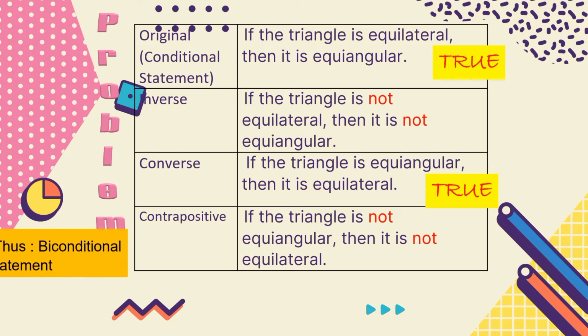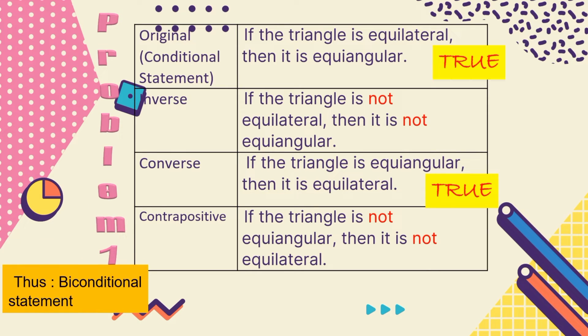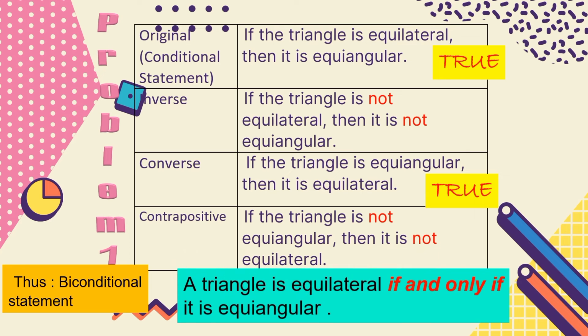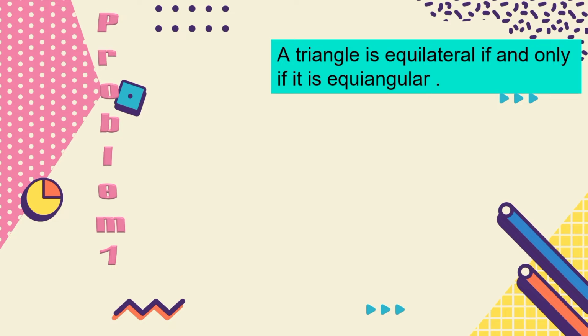Thus, we may have our biconditional statement. And our biconditional statement is: a triangle is equilateral if and only if it is equiangular. Notice the words if and only if. When we use these words, we are now in a biconditional statement. Again, our biconditional statement is: a triangle is equilateral if and only if it is equiangular.